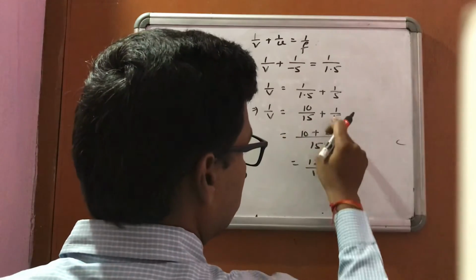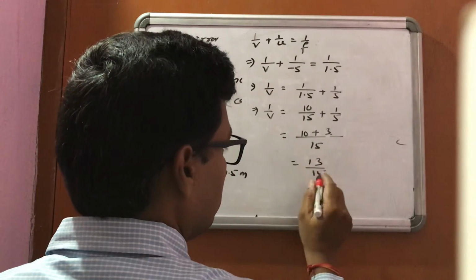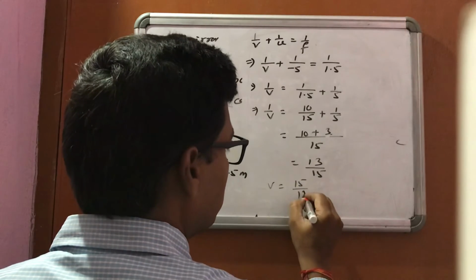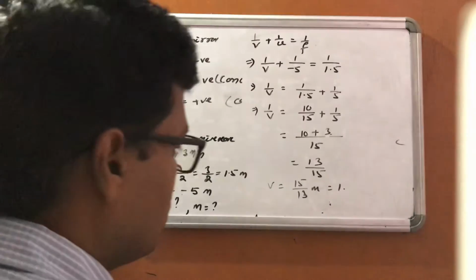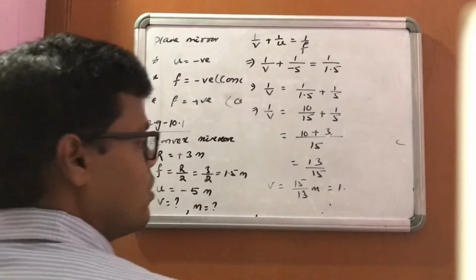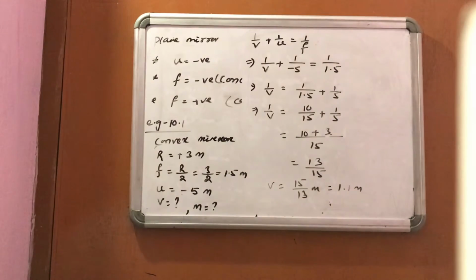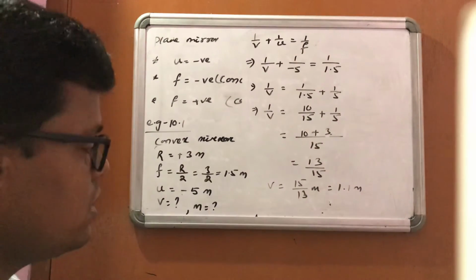Fifteen by 13. So V is equal to 15 by 13 meter, which is 1.1 meter. Okay? So the image distance is 1.1 meter.